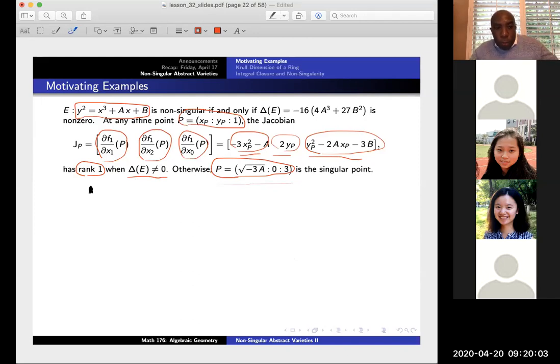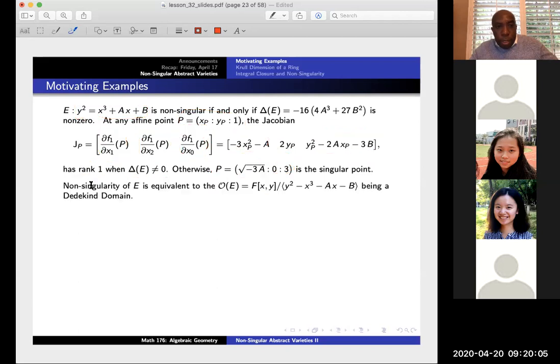This we played around with for a few weeks, so we know this first statement. Now what's happening here in terms of being a Dedekind domain? What does this really mean? Well, according to this previous result, the non-singularity of this cubic curve is equivalent to this coordinate ring being a Dedekind domain. Here we have a polynomial ring in 2 variables modulo this relation, so x and y are related in this way. I want to say a little bit about what it means for this coordinate ring to be a Dedekind domain.